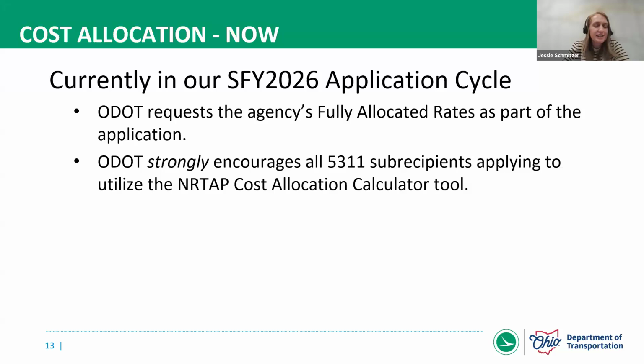So the cost allocation calculator, we currently use it in our application cycle every year. We request that agencies provide their fully allocated rates as part of our application to make sure that they're where they should be on that scale. And we strongly encourage all of our 5311 subrecipients applying to use this tool to generate a lot of those numbers and to generate their budgets.